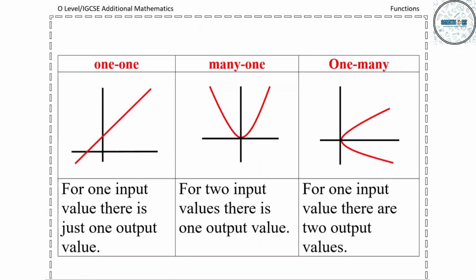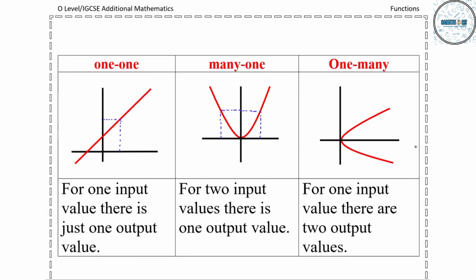The table here shows 1-to-1, many-to-one, and one-to-many mappings. Here you can see for one input, there is just one output. Here, for this input there is this output, and the same output is there for this value of input as well. So we can say it is many-to-one. There are two inputs, but just one output.